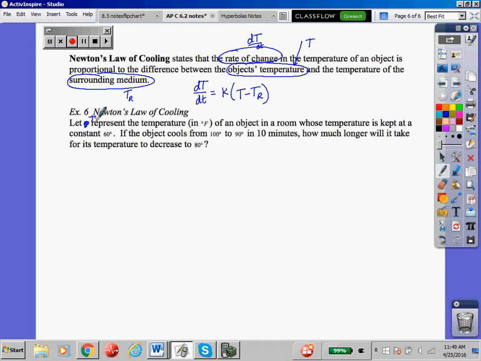So the room temperature is 60 degrees. So that's T sub R. And we know it went from time is 0, that's 100 degrees, to 10 minutes later. And we want to find the temperature, or we want to find the time, actually. We want to find t when the temperature is 80 degrees.